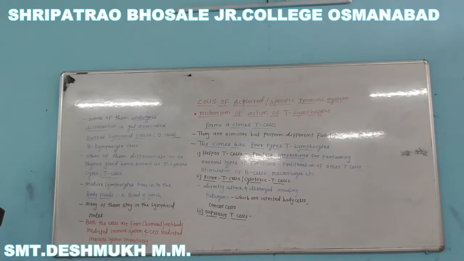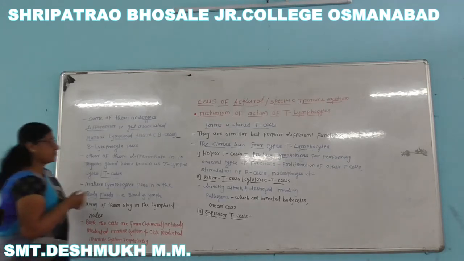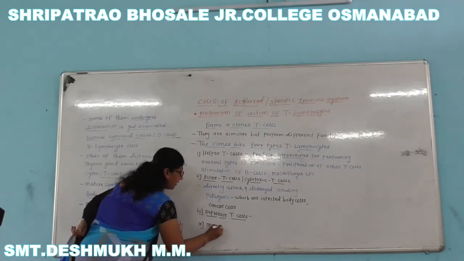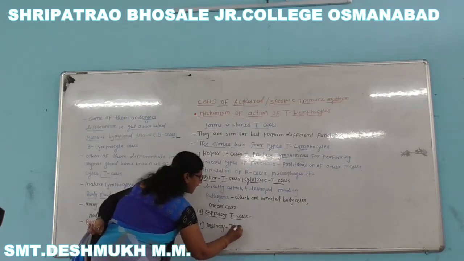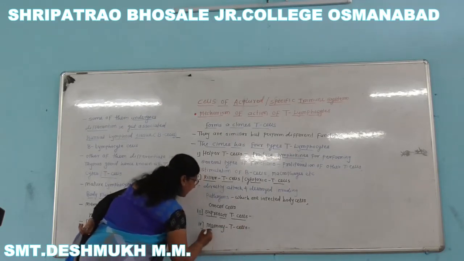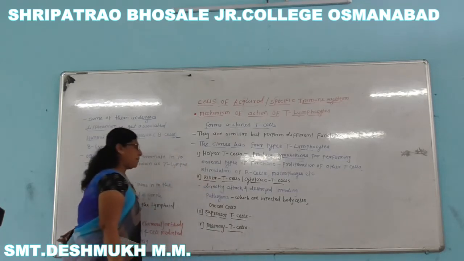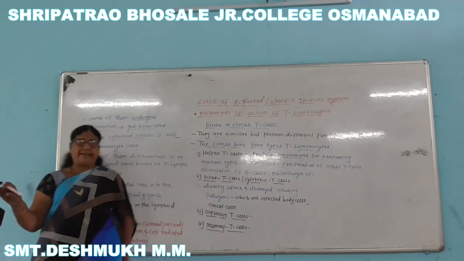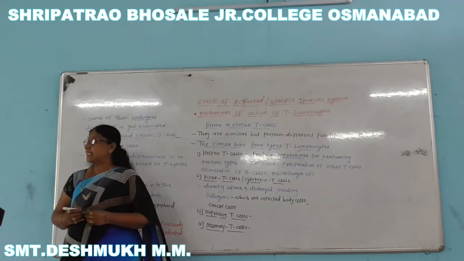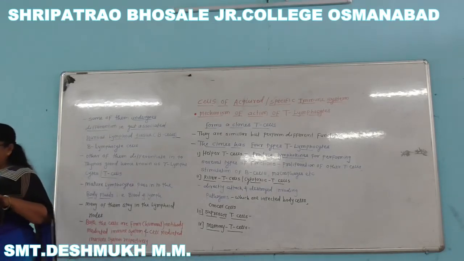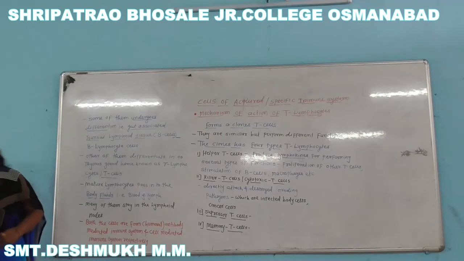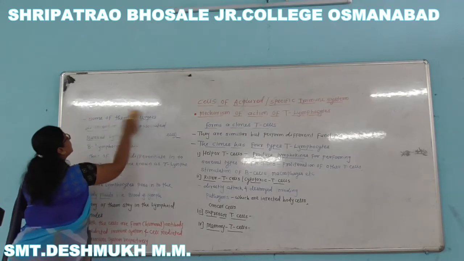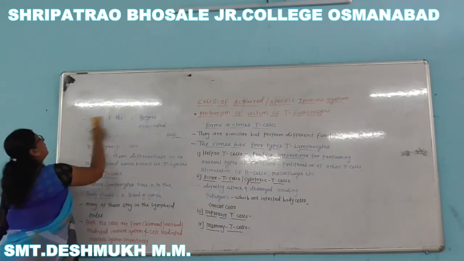Then fourth is the memory T cells. These memory T lymphocyte cells are previously sensitized cells, which retain the sensitized memory.